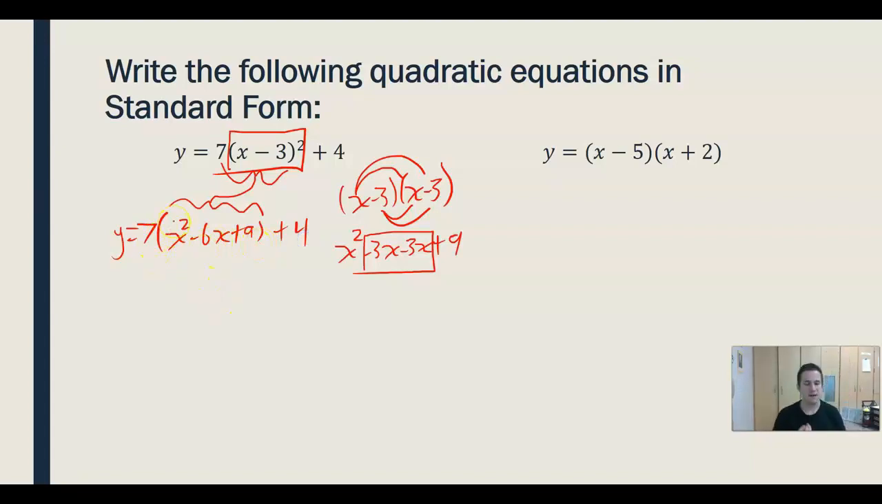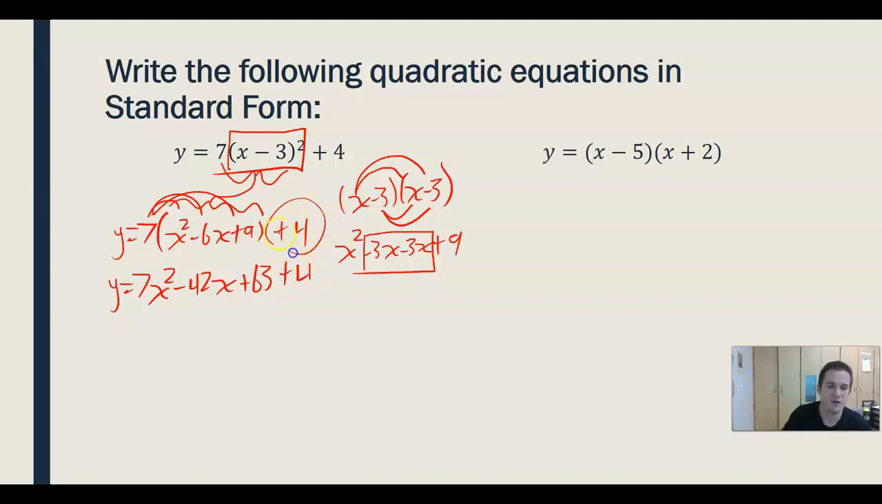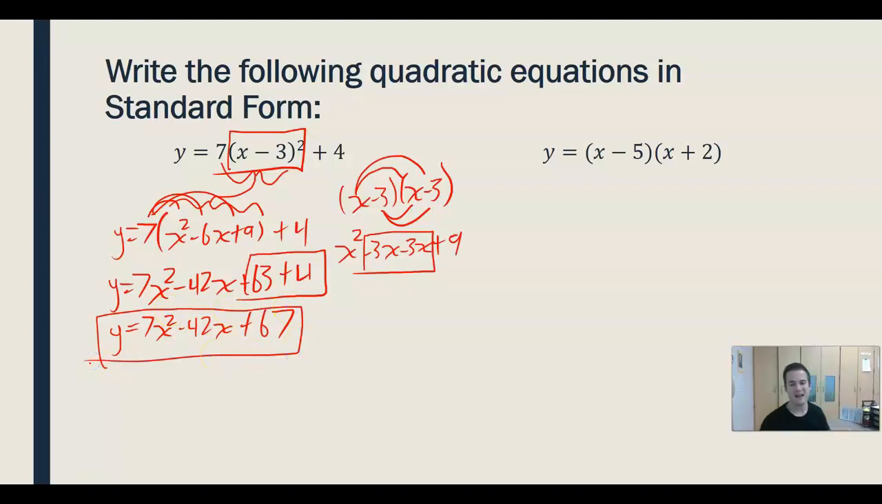Okay, well next, again in my order of operations, now I need to multiply this 7 through. So I end up with 7x squared minus 42x. 7 times 9 is plus 63, plus 4. There's plus 4 here on the outside. Now all that's left to do is add and subtract. I'm going to combine like terms. I have 7x squared minus 42x plus 63 plus 4, which is 67. So there's my standard form of that quadratic equation.